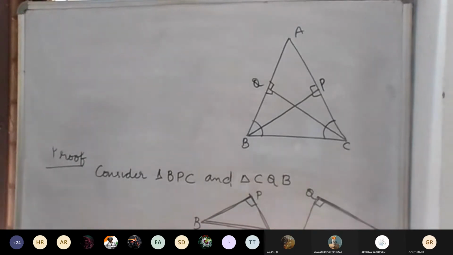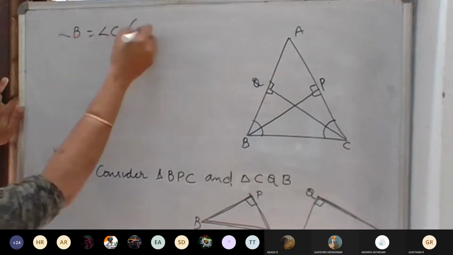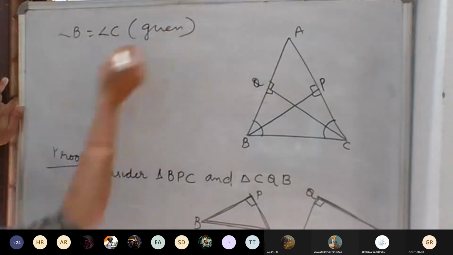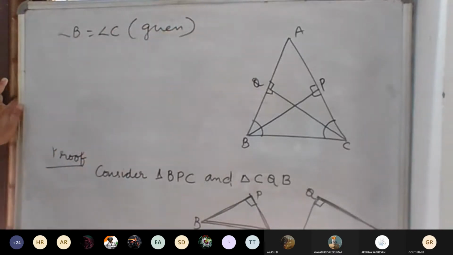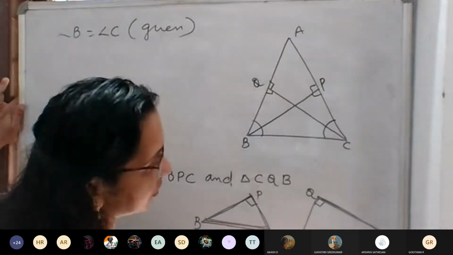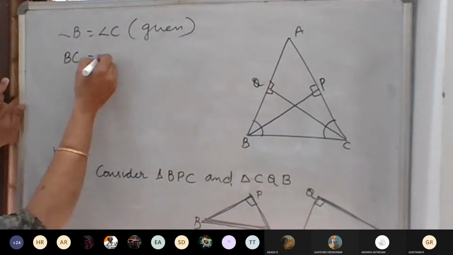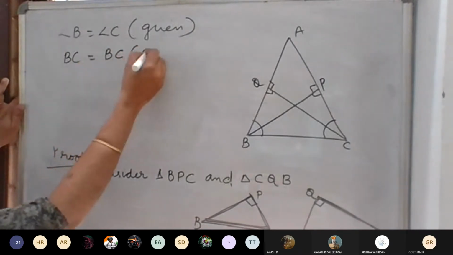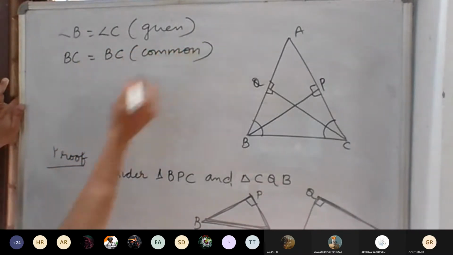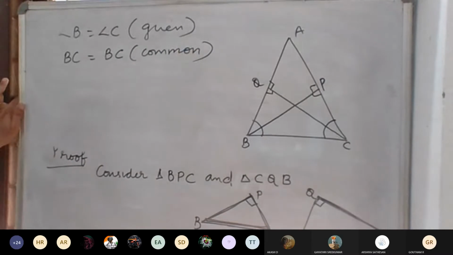We want to find that these two triangles are congruent. Given angle B is equal to angle C. That is given. Then you have to find the congruency. So BC, both BC are the same, BC is a common side. BC is equal to BC, common side, isn't it?